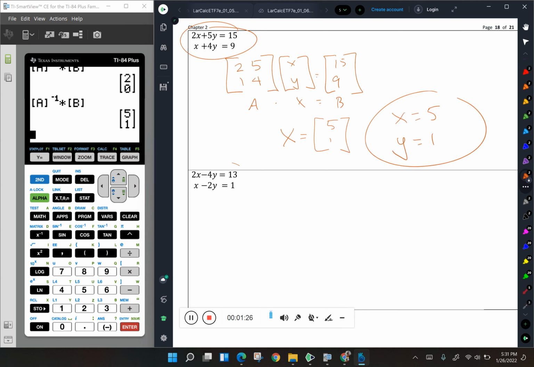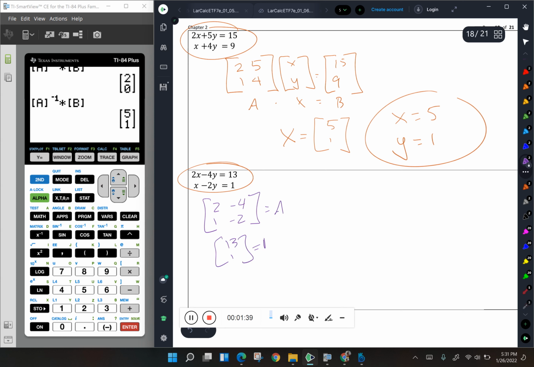All right, another one. What's the matrix A? A is going to be the matrix 2, negative 4, 1, negative 2. What's the matrix B? 13, 1. And then what will X be equal to? I'll tell you in a second.